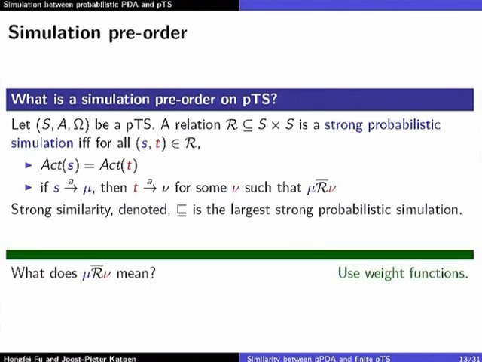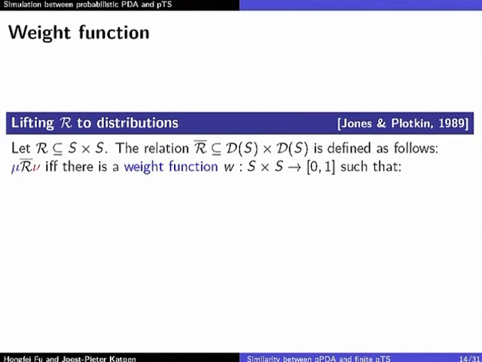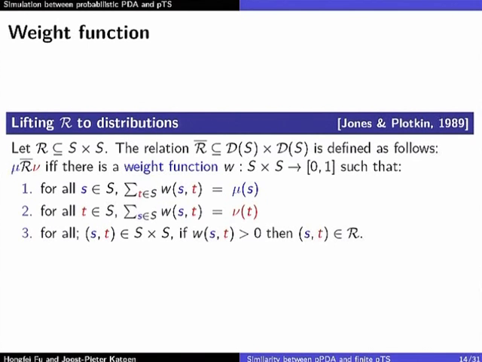The way to define it is by means of weight functions. This is a concept defined by Jones and Plotkin in the late 80s that says the following. You give me a relation between states, I give you a relation between distributions on those states, if there is a certain function, called the weight function, that basically distributes the two distributions over the states in such a way that the following conditions hold. If you take the sum over all the t's of w, you get exactly the distribution over s. This is the symmetric case where if you take the sum over all s, then you get the distribution over nu. And you only assign positive numbers to those states which are related.